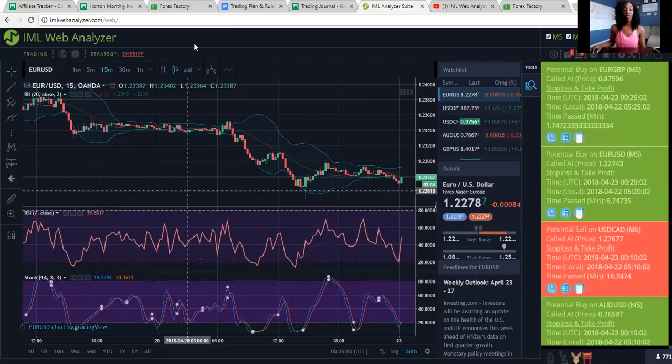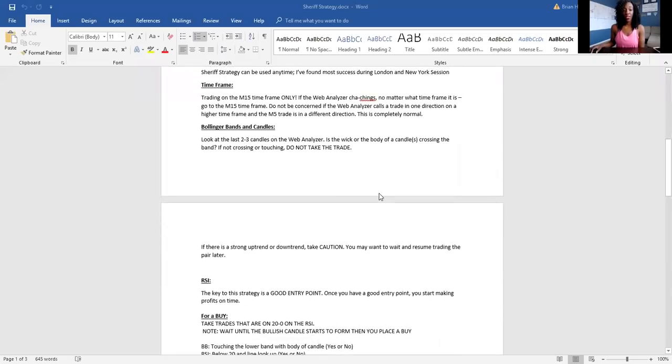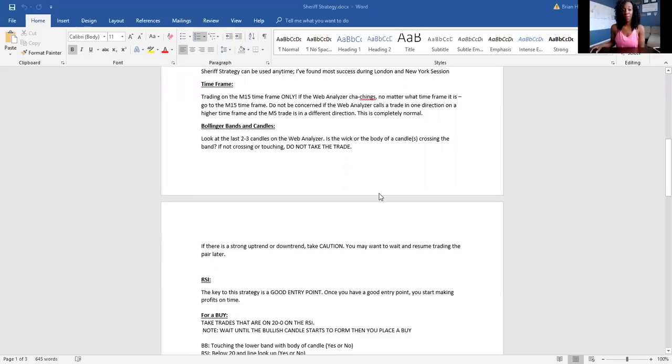Now, I'm going to take you back to our document, and I'm also going to show you an example trade, so just sit tight. But right now, I'm going to show you the document and we're going to continue going through it, okay? So I told you the best times to trade this strategy. We know that we're focusing on the 15-minute time frame.